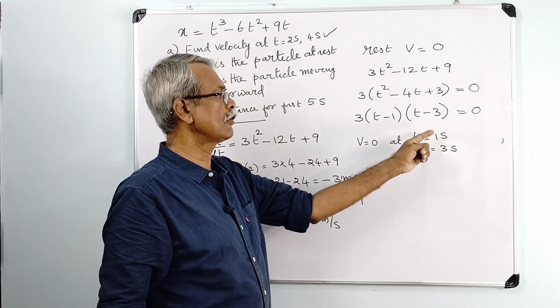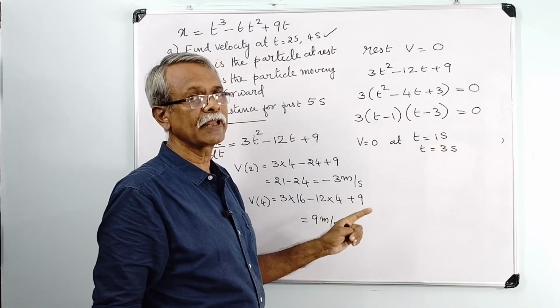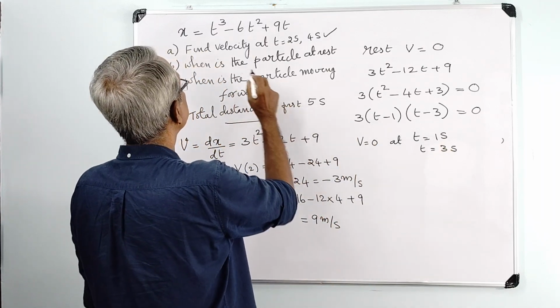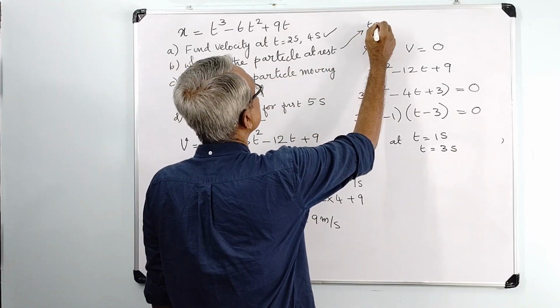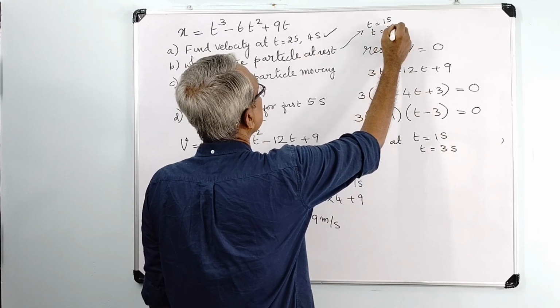Therefore, at t = 1 second it is at rest. At t = 3 seconds it is at rest. Therefore, when is the particle at rest means at t = 1 second and t = 3 seconds.